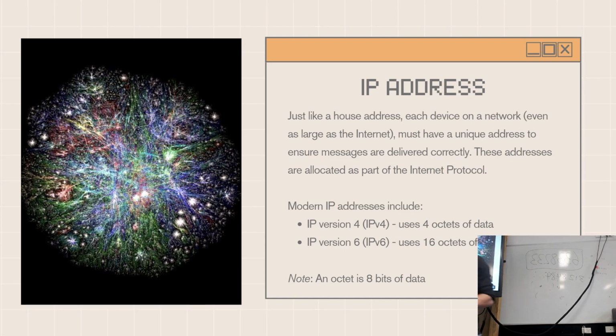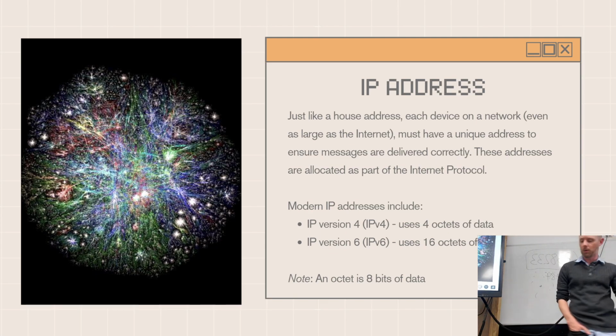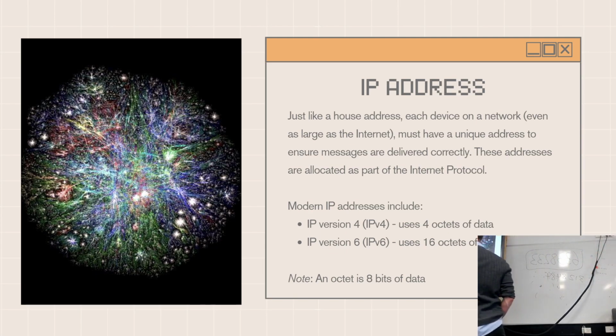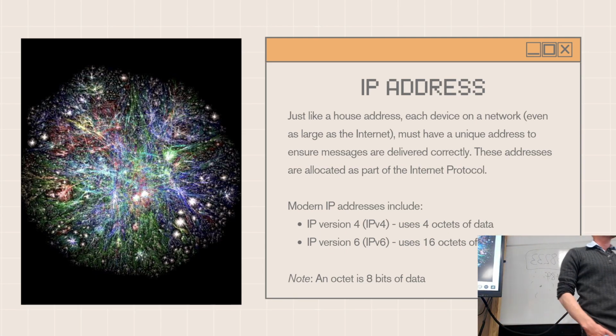Now, if we quickly have a look down the bottom, there's two types of modern IP addresses, and I'm only going to teach you one of them, but I want to make you aware of the other one. There is IP version 4 and there is IP version 6. IP version 4 uses 4 octets of data. Now when I say octet, that's almost another word for byte. Okay, 4 bytes of data for IPv4. And then for IP version 6, you've got 16 octets or 16 bytes of data.